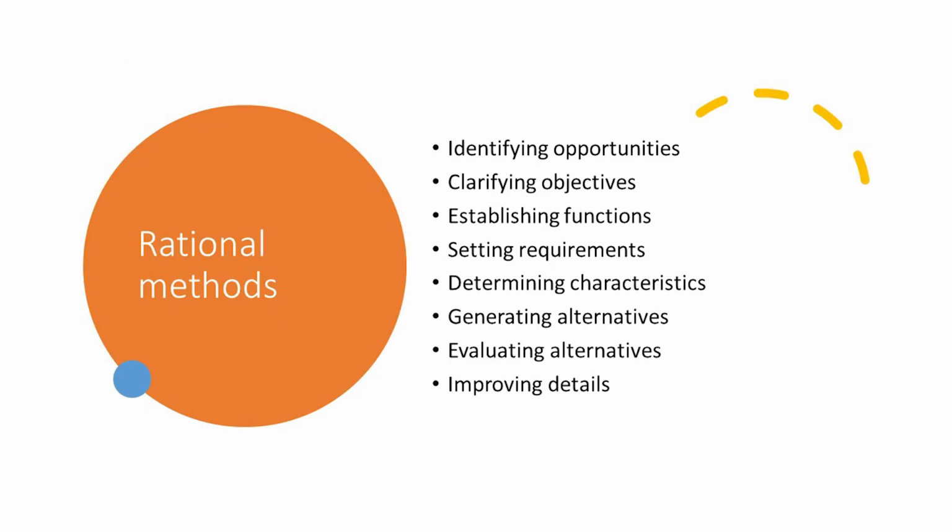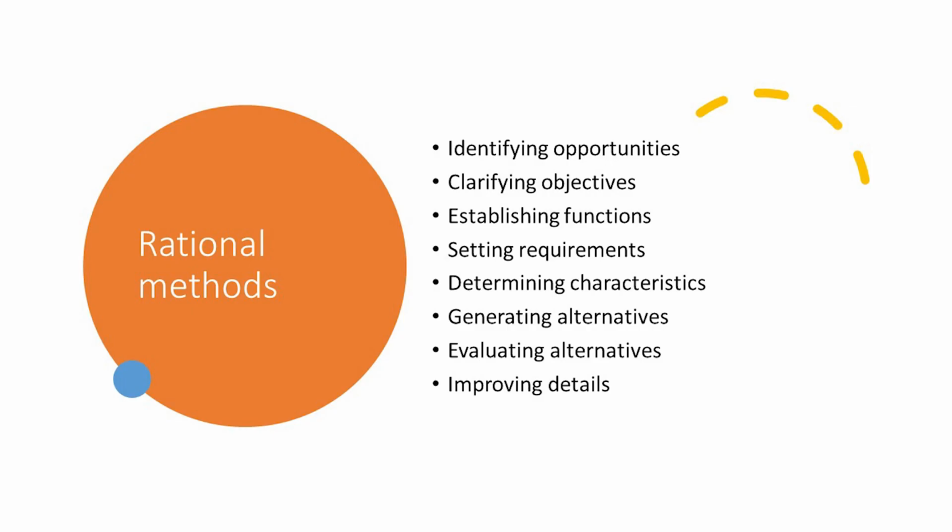Alright, so those were creative methods. Now, let us talk about rational methods. These are formal techniques which you can also use in the context of your practical project. So, that consists of identifying opportunities. We have looked into identifying opportunities in the past classes, and then going into clarifying the objectives. Once you have identified the opportunities, you can clarify the objectives of solving a challenge problem. You can then establish some functions which are roles, responsibilities, etc., or functions of individual parts, components, etc. And then you can set requirements.